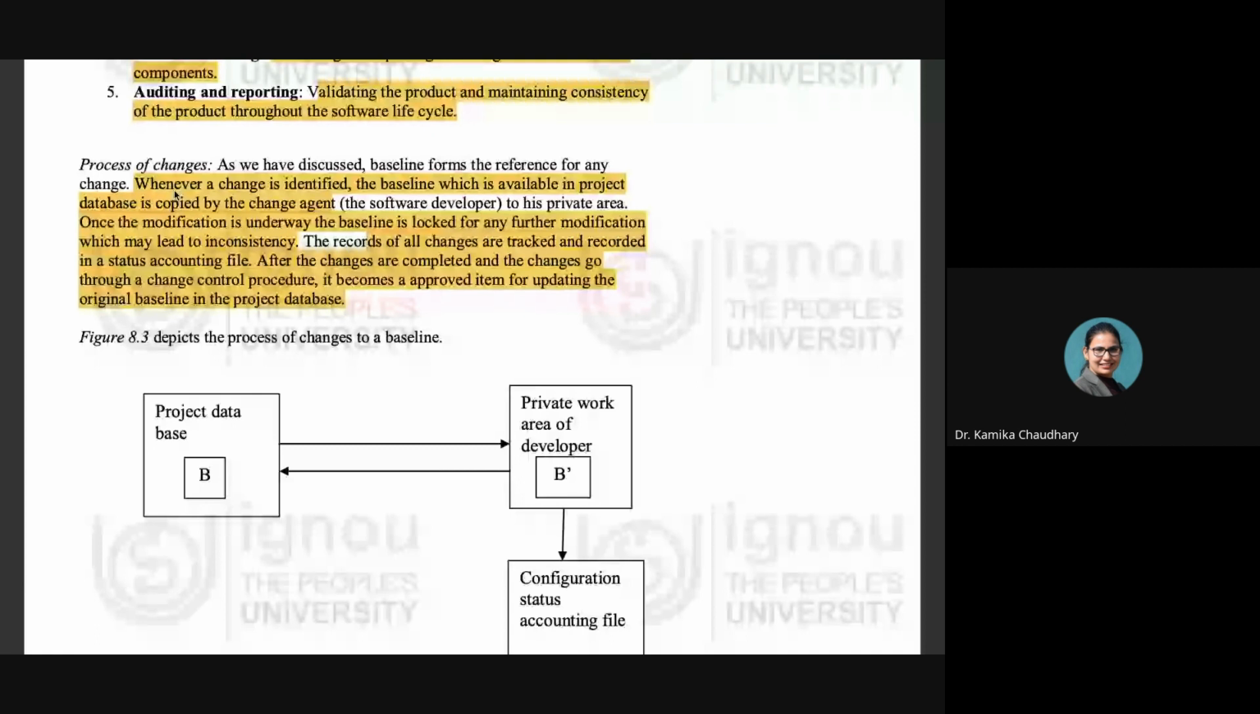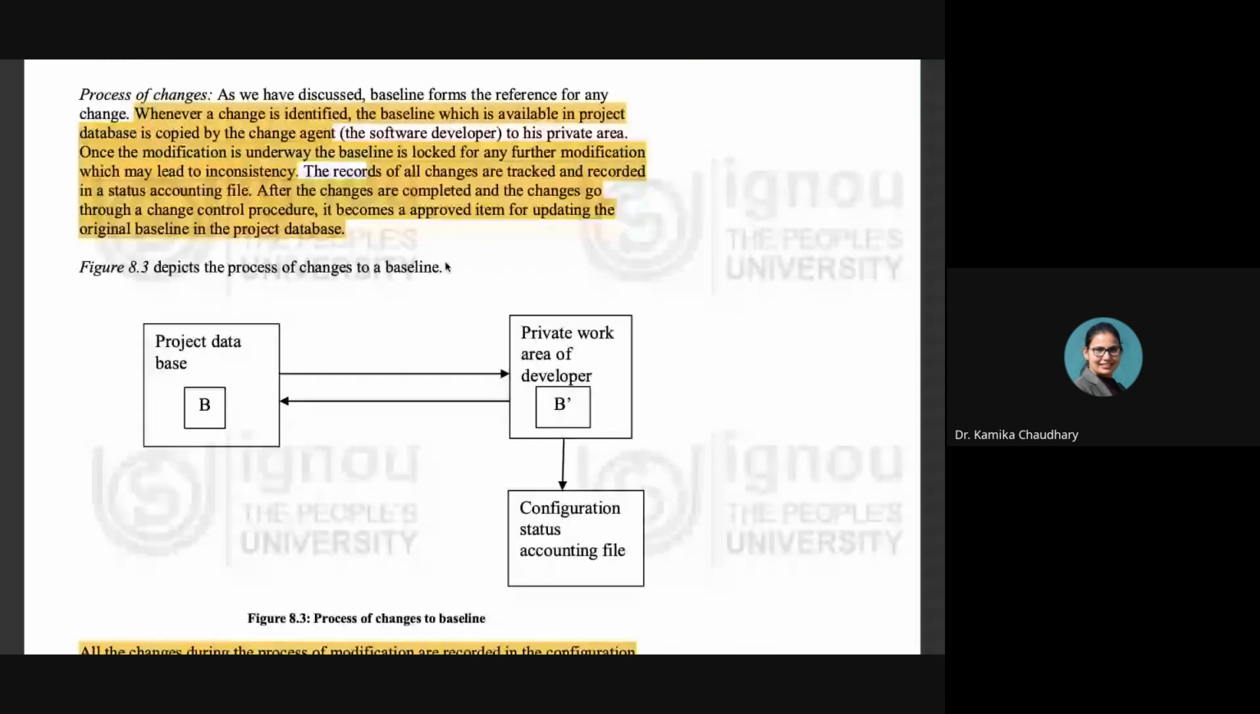So what is being done, the process starts with, first of all, whenever a change is identified, then the baseline which is available in the project database is copied by the change event, that is by the software developer, to his private area. Once the modification is underway, the baseline is logged for any further modification which may lead to inconsistency. The records of all the changes are tracked and recorded in a status accounting file. Then, after the changes are completed and go through a change control procedure, it becomes an approved item for updating the original baseline in the project database. So we are just going to see this diagram and then we are going to understand it.